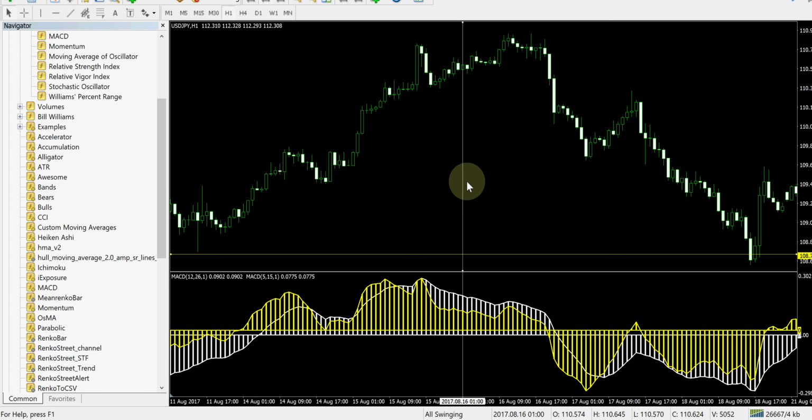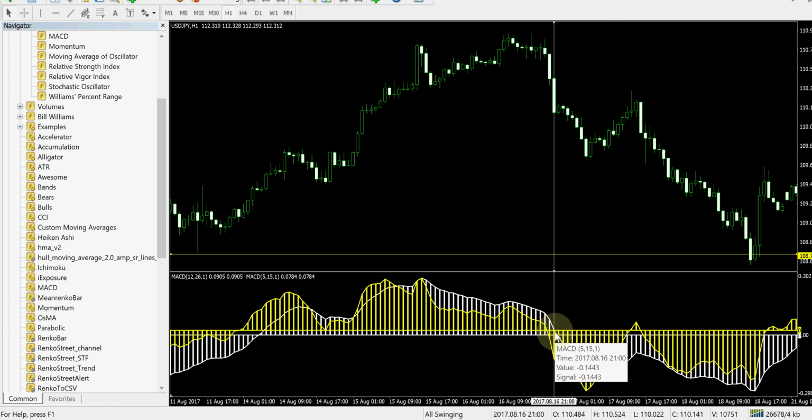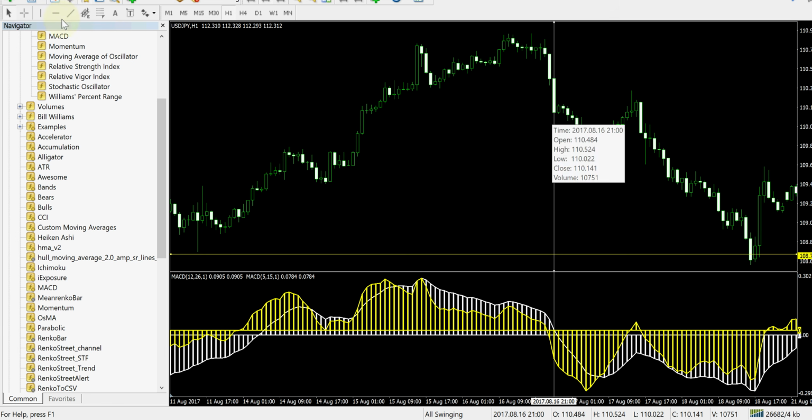We look for the next trade. The next trade actually is a sell trade over here, because the small MACD crosses below zero line, and the white MACD or the big MACD is pointing downwards. So this is sell position.